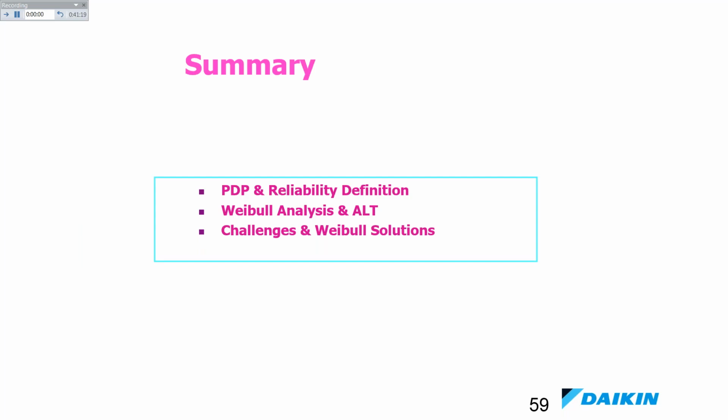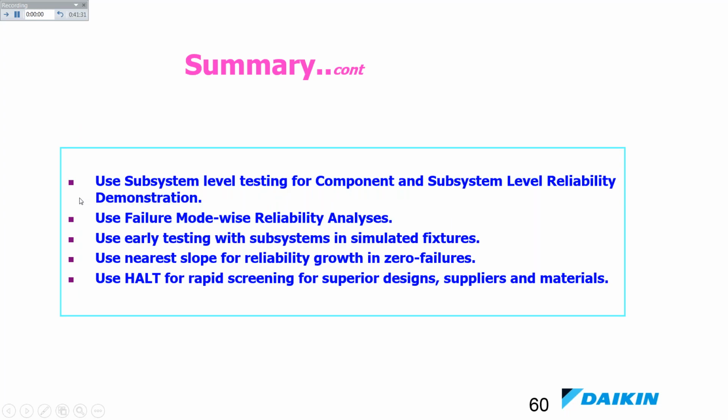Good. In summary, we did reliability definition. We did variable analysis and HALT accelerated life testing. We talked about viable solutions. So in summary again, use subsystem level testing as well as component level testing, because it demonstrates not only component but subsystems too. Also do failure mode wise analysis. Don't throw all your failure modes into one.